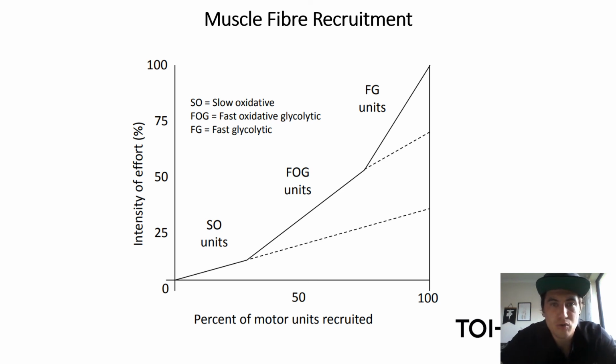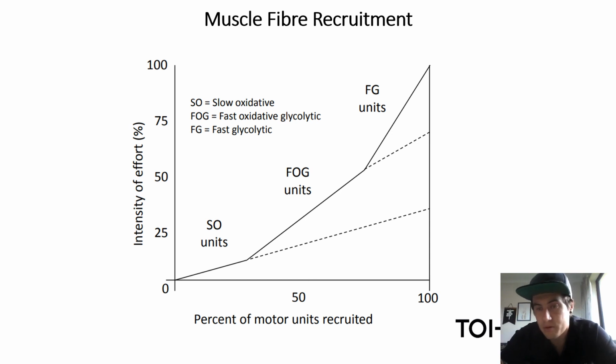This is just to show you muscle fiber recruitment. So remember, a motor unit is a neuron and every muscle fiber that neuron talks to or excites. A high amount of force or intensity, up to 100%, will help initiate the use of all muscle fiber types, whereas lower intensity is going to use more slow oxidative units. So the more force that is required, the more muscle fiber types that can be recruited.